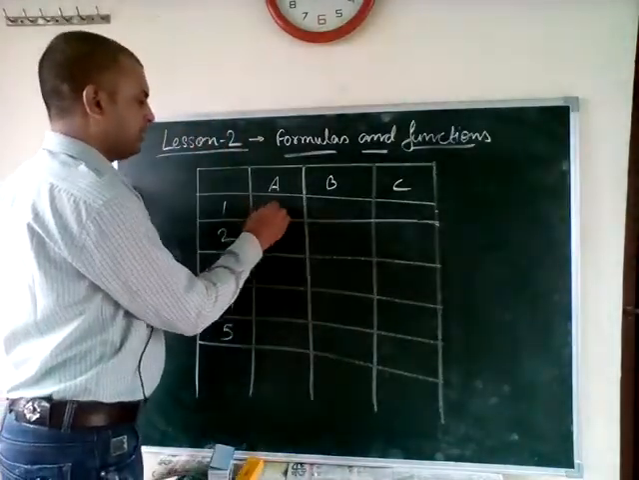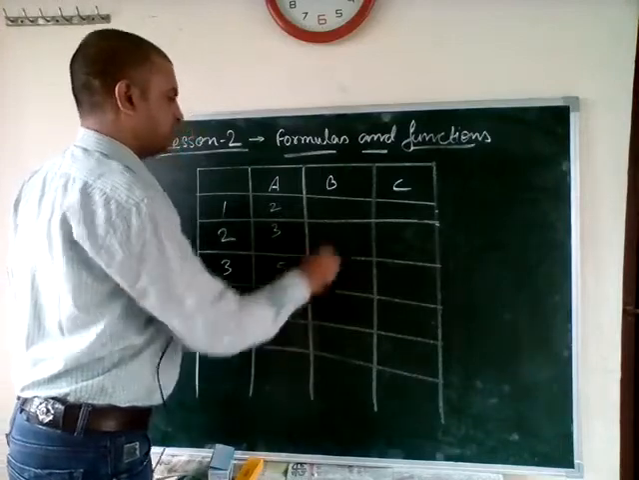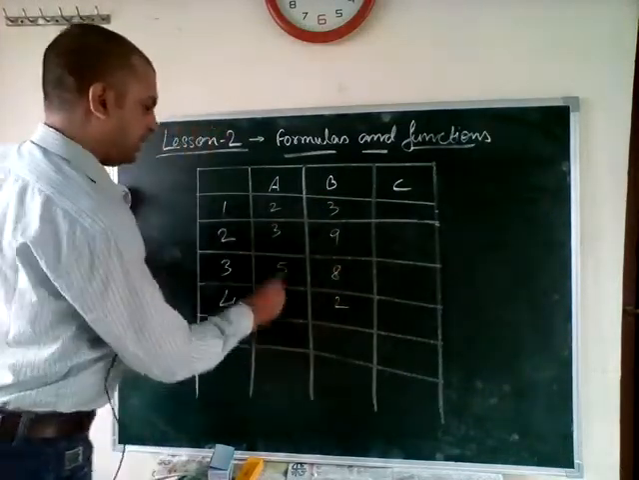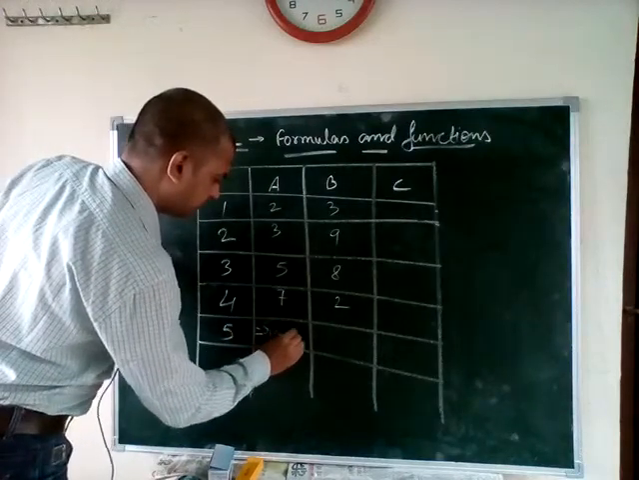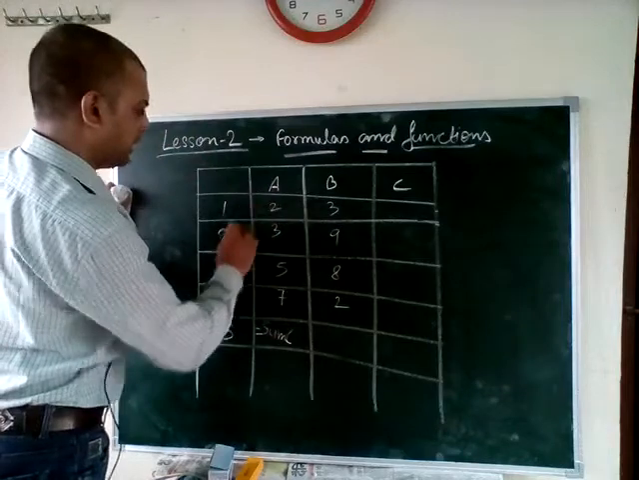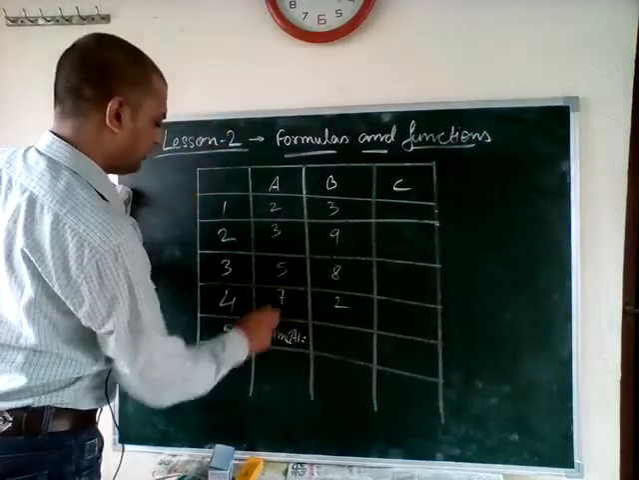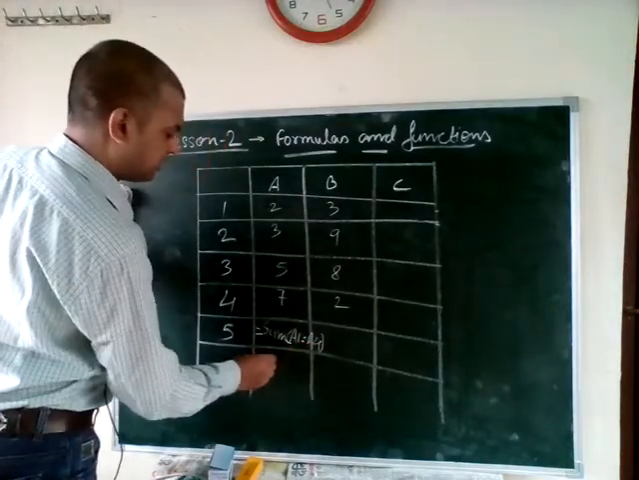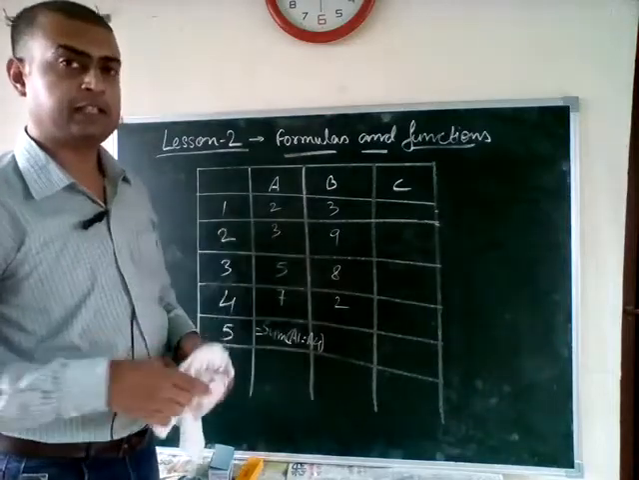Let's take an example. I have written 2, 3, 5, 7, 3, 9, 8, 2. I am writing here equal to SUM. What is the name of this cell? A1. A1 colon, I am writing here A4, and then press enter. So A1 colon A4 is representing the range.